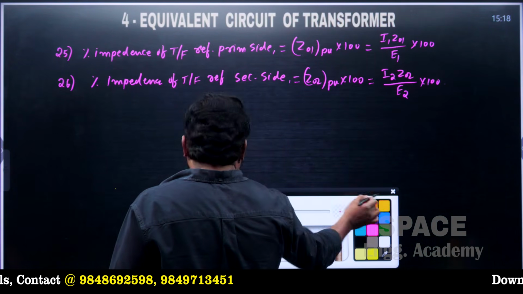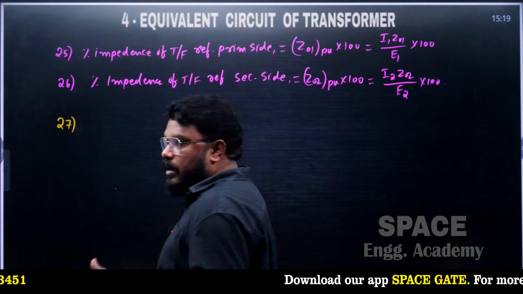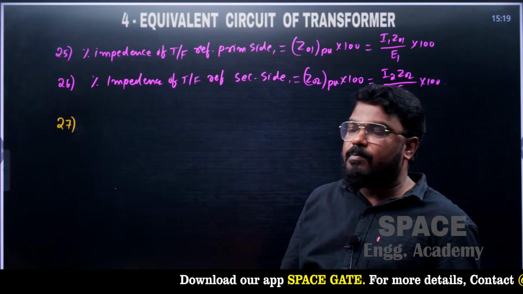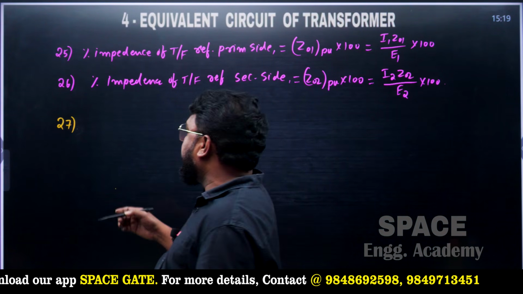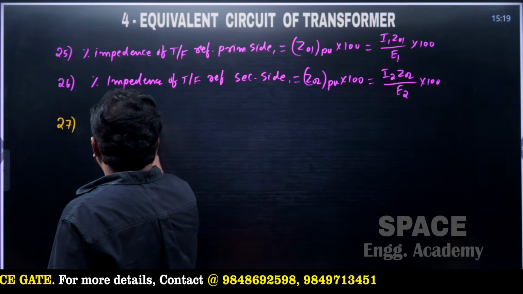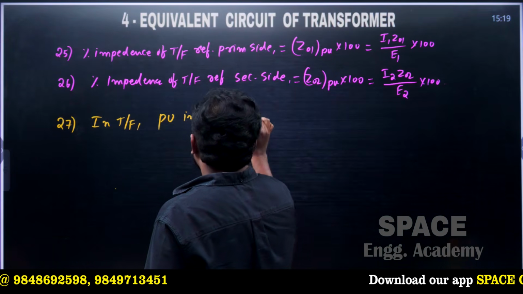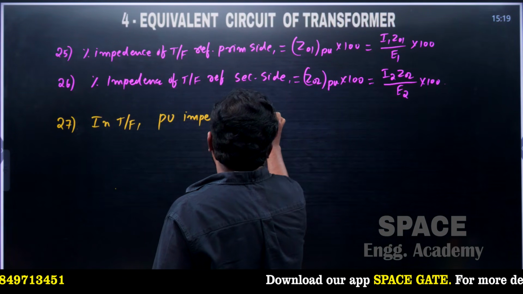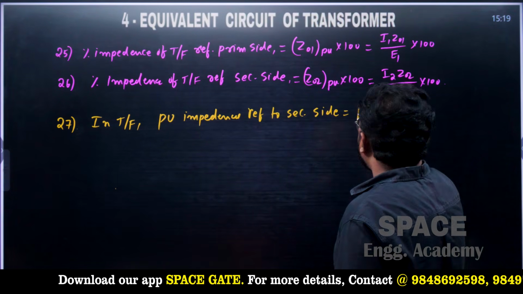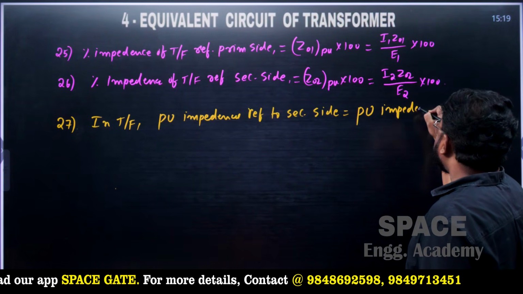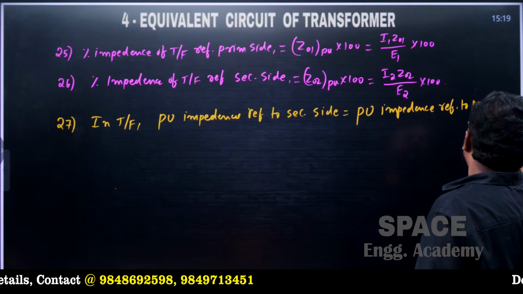And next one, another possibility of the question from this concept, and that is the 27th: in a transformer, the per unit impedance referred to the primary side is equal to the per unit impedance referred to the secondary side of the transformer.